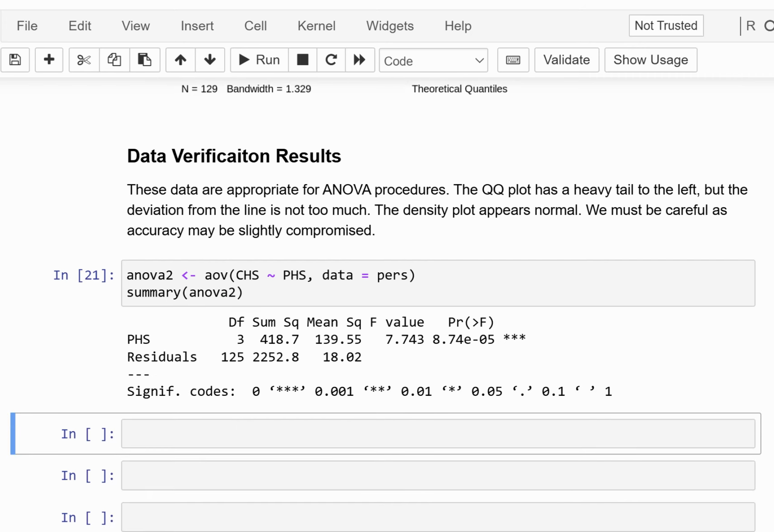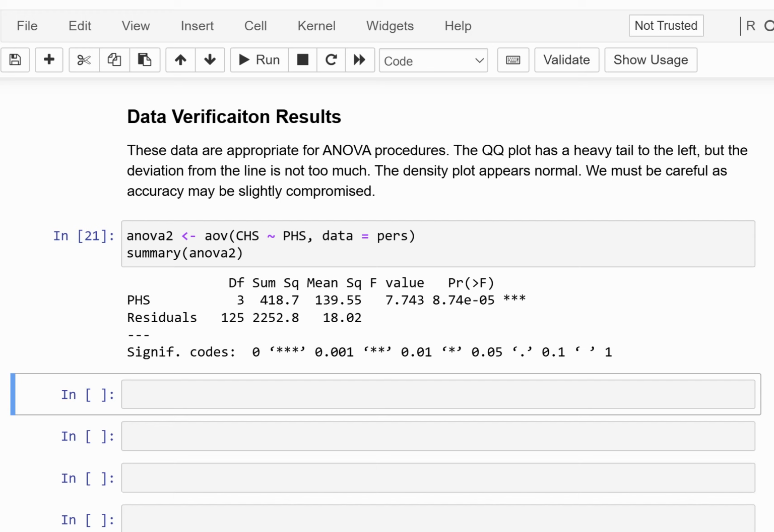Right? So what do I have? I have a p-value that's switch to scientific notation. So 8.74 times 10 to the negative fifth. Wow, so we reject the null, right? So this one was easy.